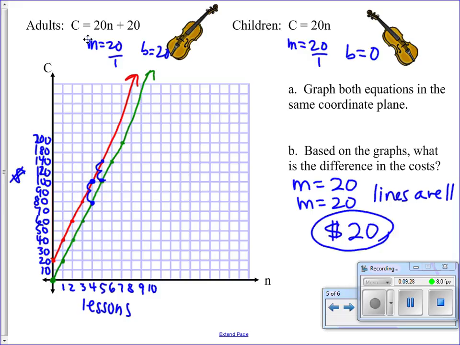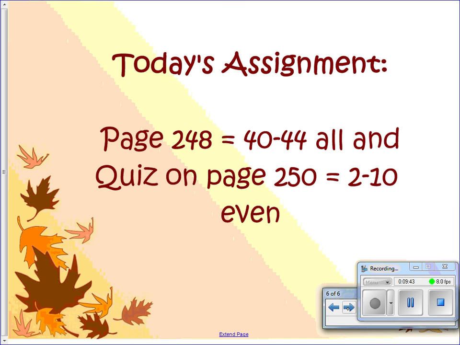Where does that difference of $20 come from? Well, remember that the adults had to pay this one-time fee that the students never did, and then they kept the slope the same from there. So the difference will always be $20.